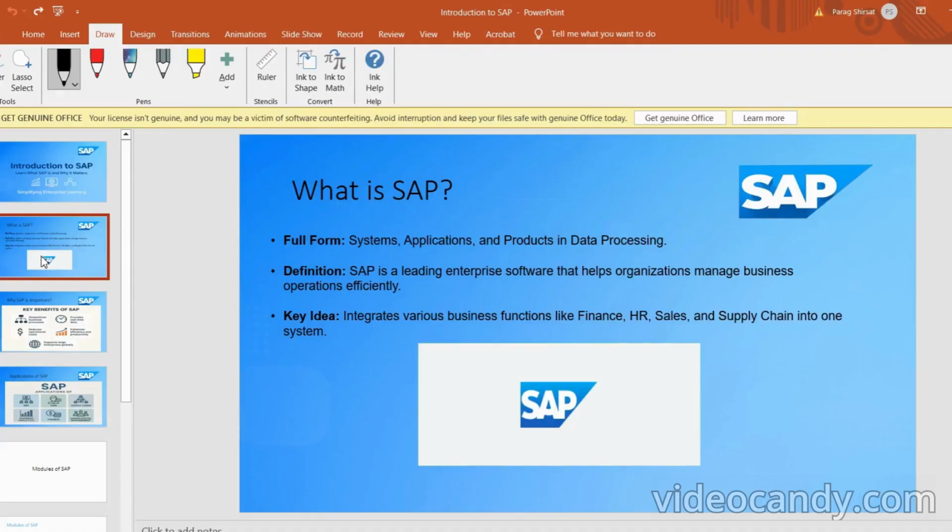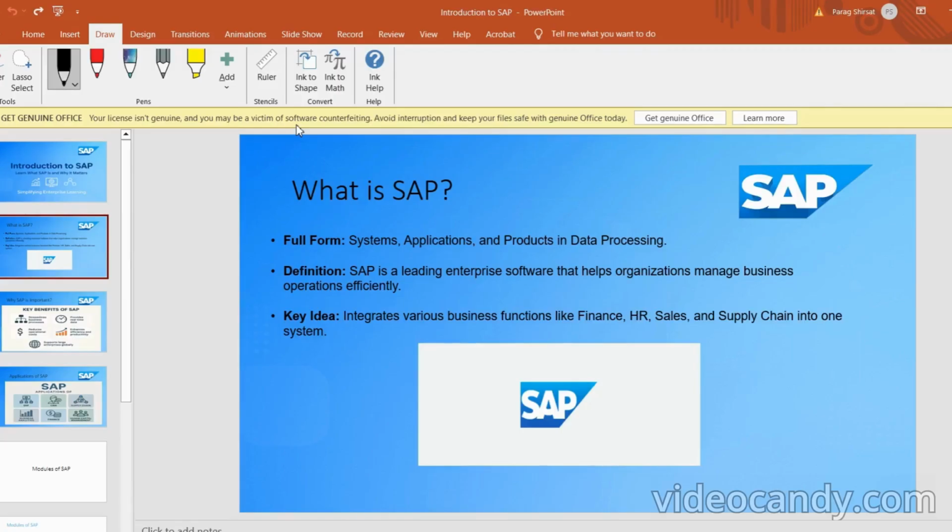What is SAP? Let's begin with the basics. SAP stands for Systems, Applications and Products in Data Processing. It is a leading enterprise software used by companies to manage their business operations efficiently.